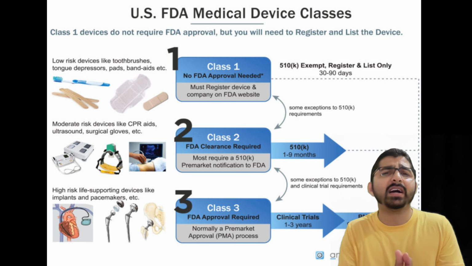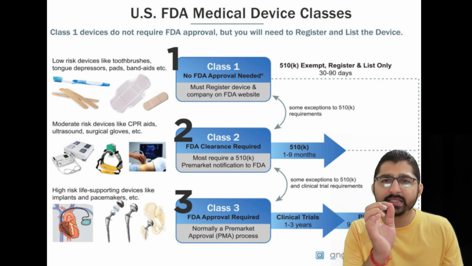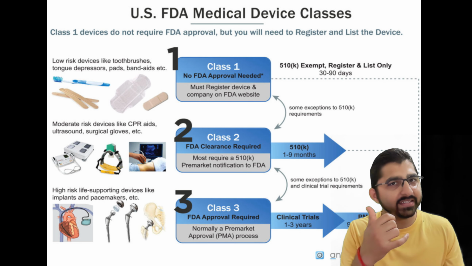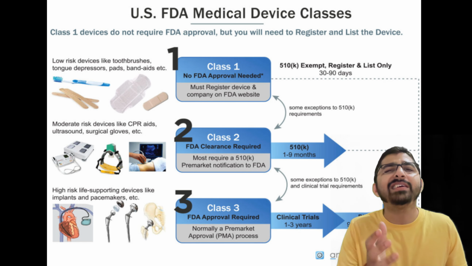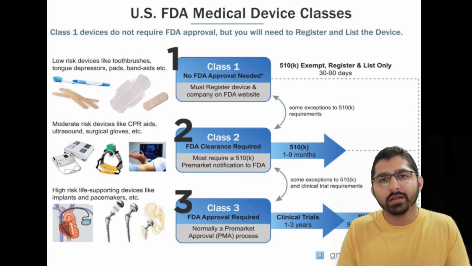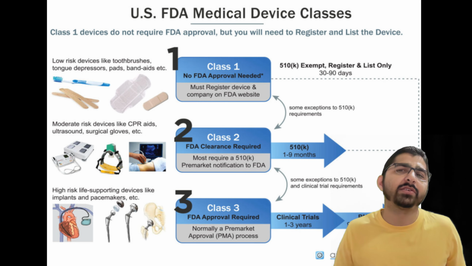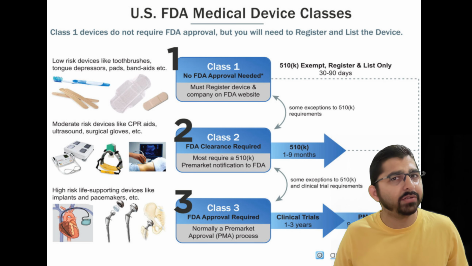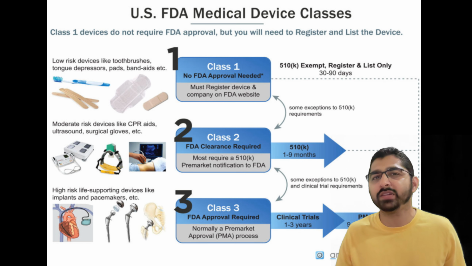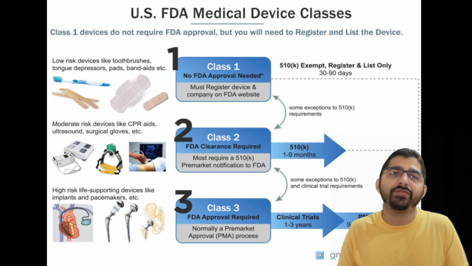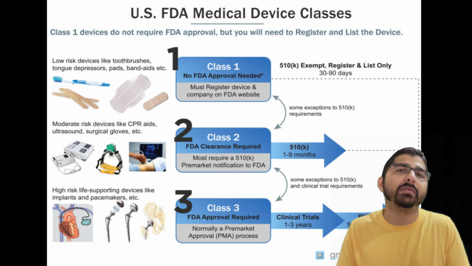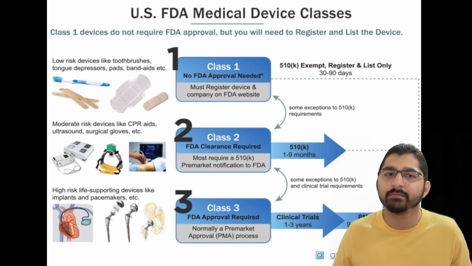Class 1 devices are considered low risk and include things like bandages, manual wheelchairs, and tongue depressors. These devices are mainly subject to general controls but typically don't require pre-market approval from the FDA. When I say general controls, it means there are a few clauses and sections as per 21 CFR Part 820 which apply to these Class 1 devices, my friends.